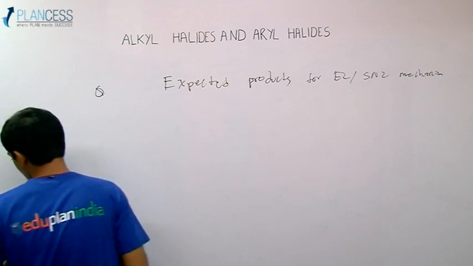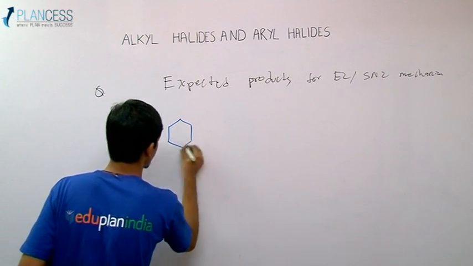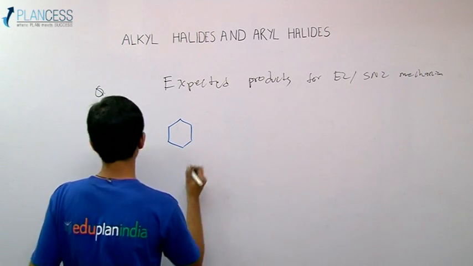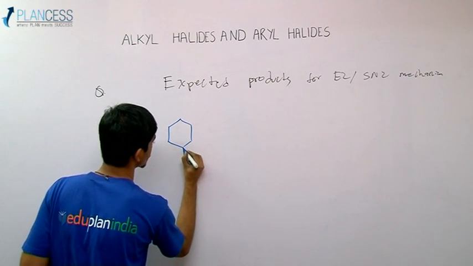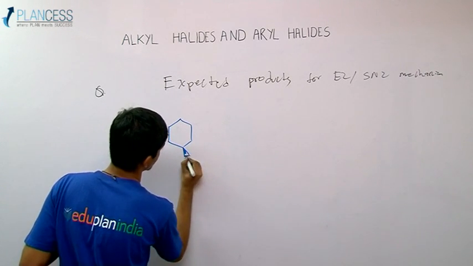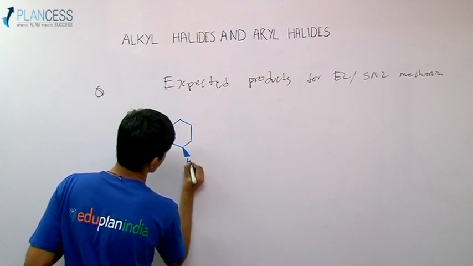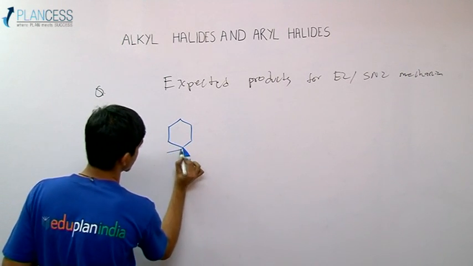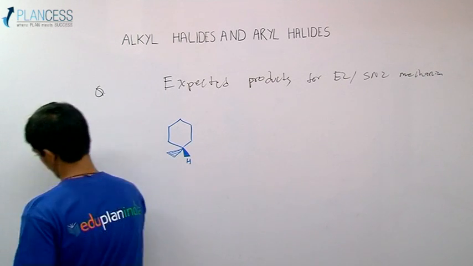So the reactant is a cyclohexene ring. In that we have some groups attached with some specific stereochemistry. So let me draw the specific stereochemistry. Till the time, you revise what are the stereochemical aspects of SN2 and E2 reactions.